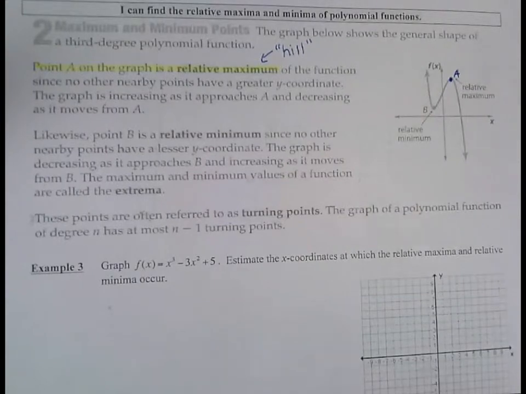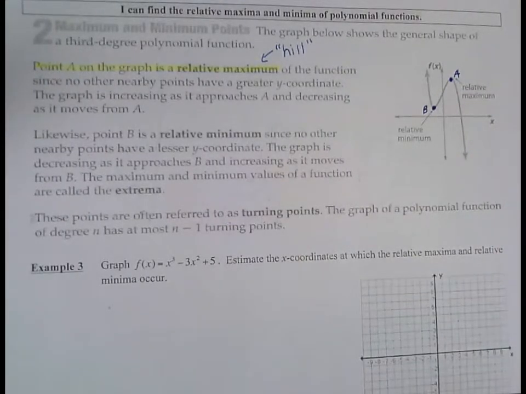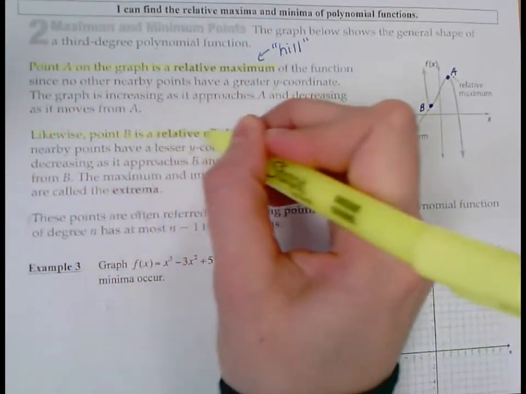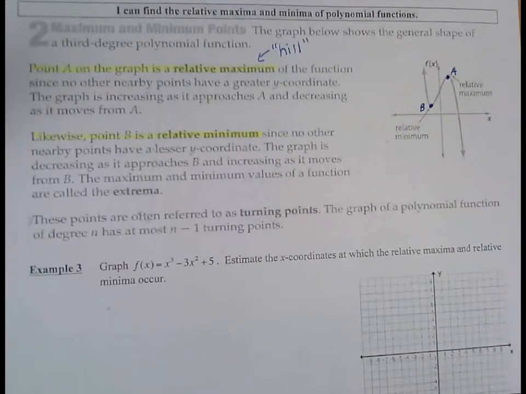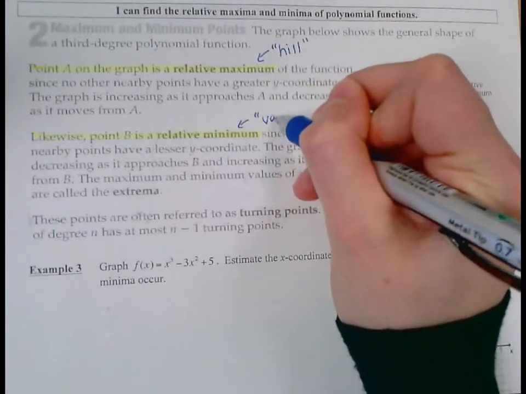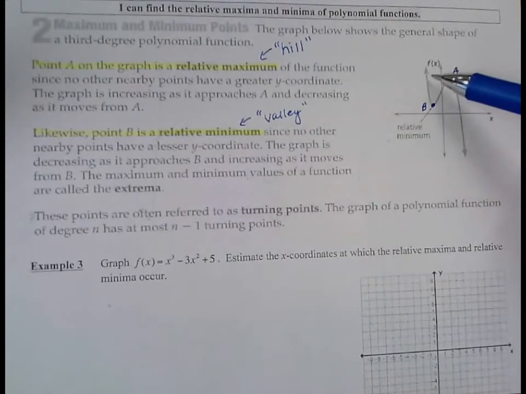And then likewise, point B is a relative minimum. This is since no other nearby points have a lesser y coordinate. This you can locate as a valley on the graph. And notice the graph as it approaches B is decreasing, from B it's increasing.